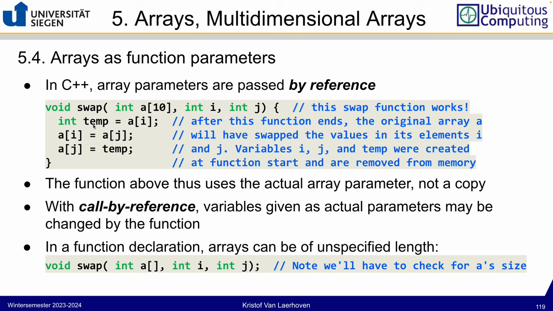So in this case, when we say that the temp local variable gets the value of a[i], so this is the ith element in a, right? And then a[i] becomes the new value of a[j], and then a[j] gets the value of temp. So this way we swapped those two locations, or the values on those two locations, i and j. In that case, after this swap function ends, this array that was given here has indeed swapped its two elements. Okay? Very, very important.